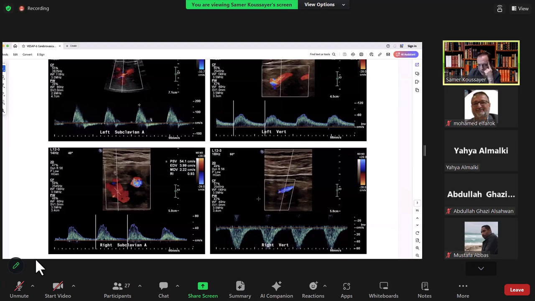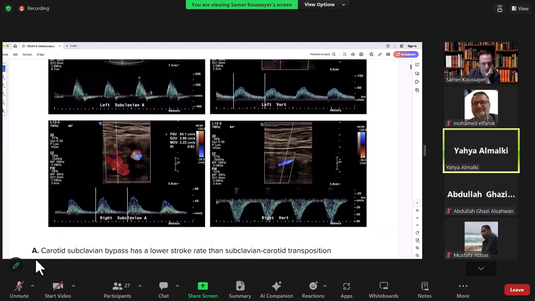So always at the end, if you look at ultrasound, you look at the picture here when they come to the vertebral, to be sure it's antegrade or retrograde. Okay, this is a small note.